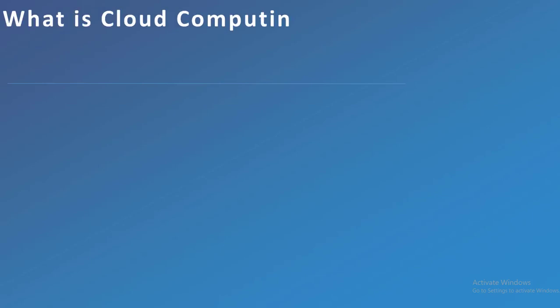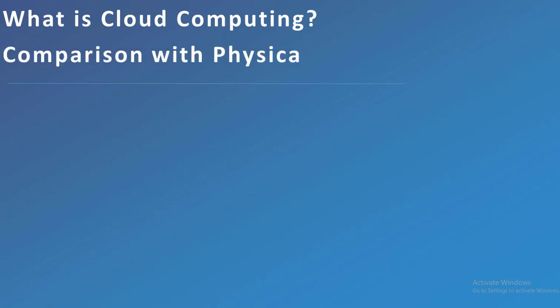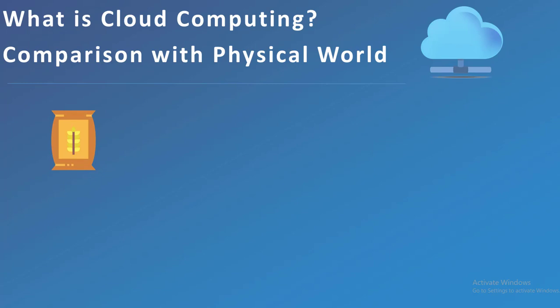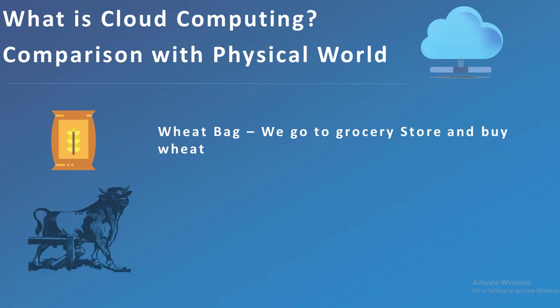Let's see what is cloud computing and try to understand by taking an example with the physical world. We'll take an example of a basic necessity of human beings, that is food grains. If we go to a grocery store, we can directly go and buy a wheat bag consisting of food grains. Imagine what could have been the scenario 100-200 years ago.